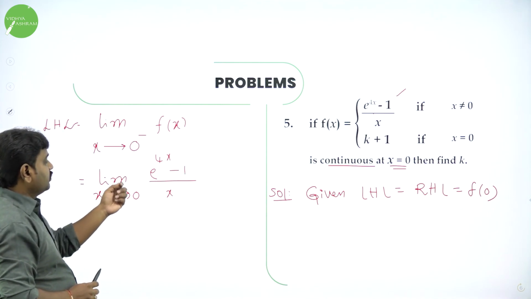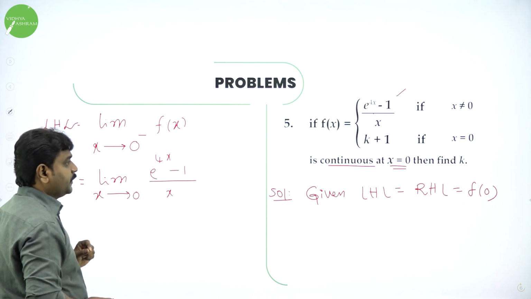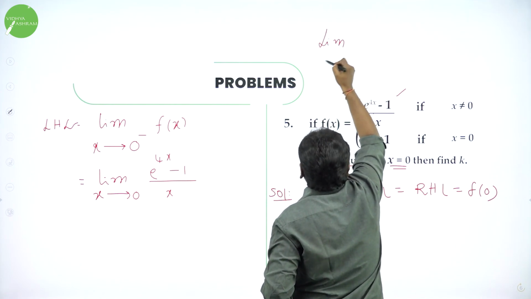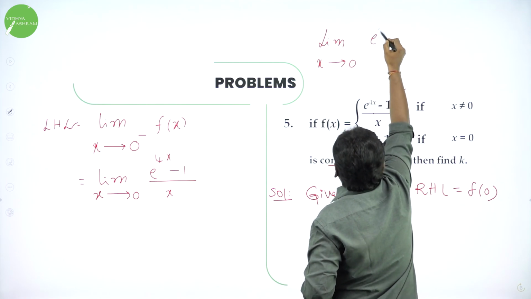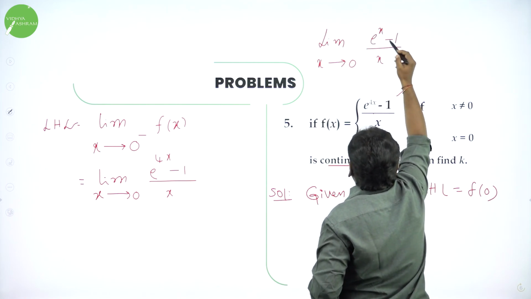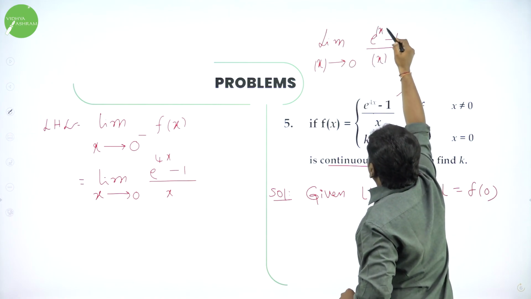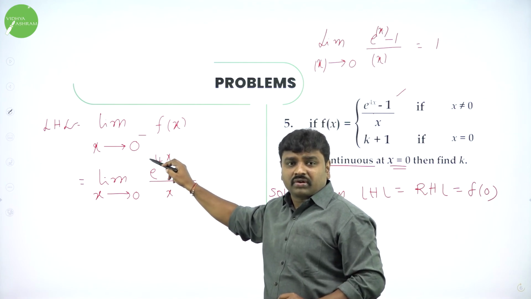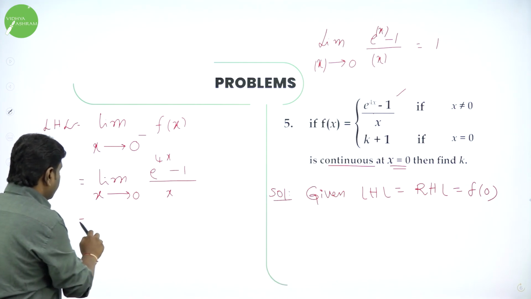Now it is in the form e power x minus 1 by x. We have a standard form again. What is the standard form? Limit x tends to 0, e power x minus 1 by x. If this and this, here and power, if they are same, answer is 1. Here you can see in the power what we have? 4. We can't alter this. So therefore what we should do? Introduce, divide and multiply by 4.